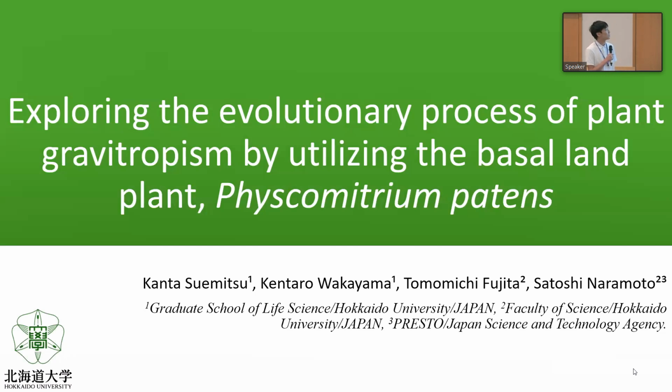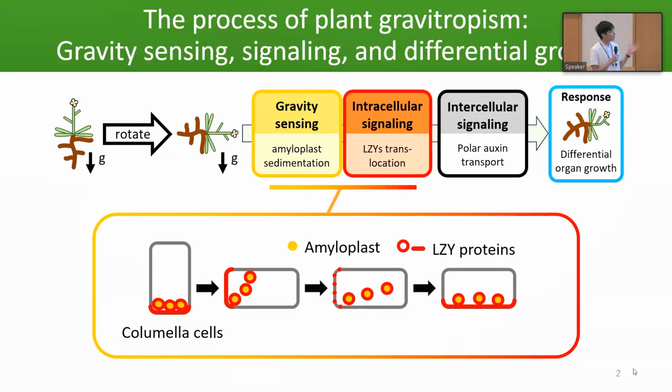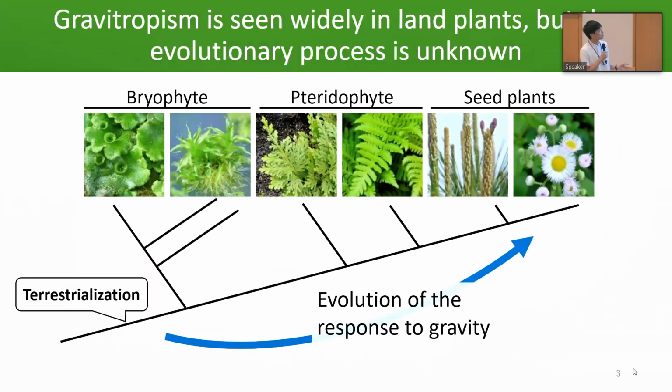As you can see in the title, I use the moss Physcomitrium patens to analyze the functional mechanism of gravitropism. I don't think I need to explain this slide much, but here I want to say that in angiosperms, amyloplast sedimentation is what senses gravity, and the signal is transmitted by the LAZY proteins. As a result, it results in differential organ growth. That's the system in angiosperms.